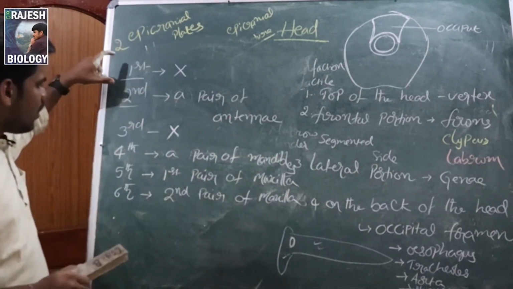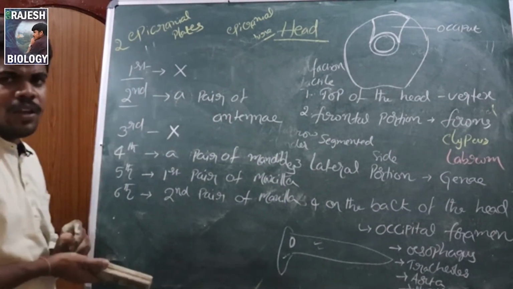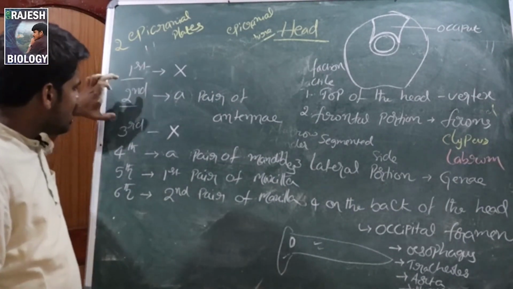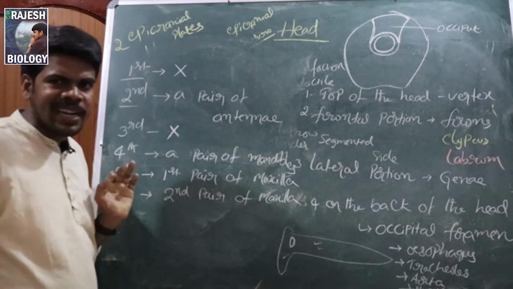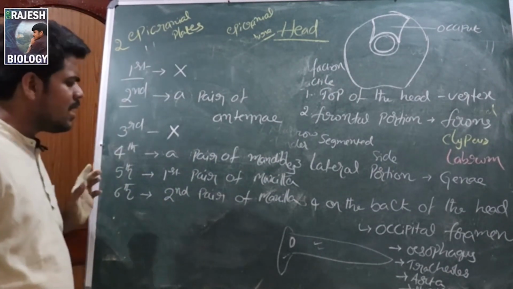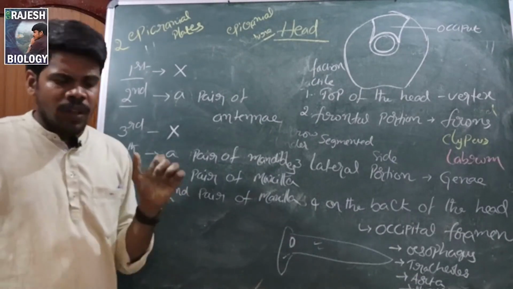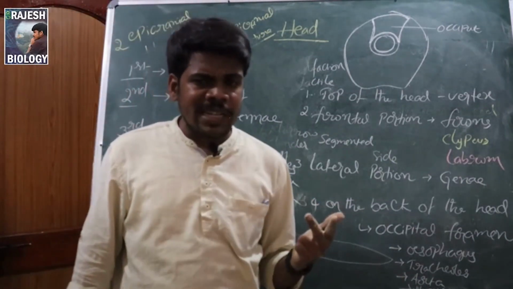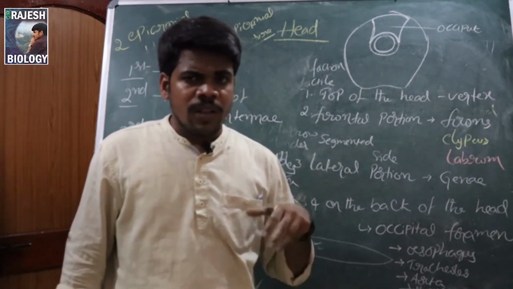Okay, so these are the 6 segments of the cockroach head. In that cockroach head, the first and third segments don't contain any appendages, but the second, fourth, fifth, and sixth segments contain the antenna and mandibles, first pair maxilla and second pair maxilla.